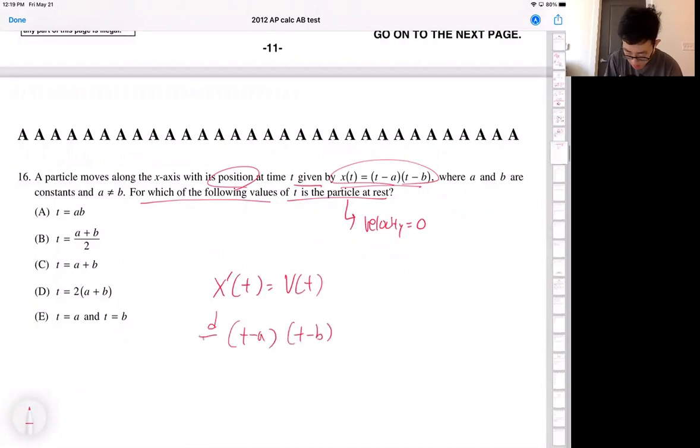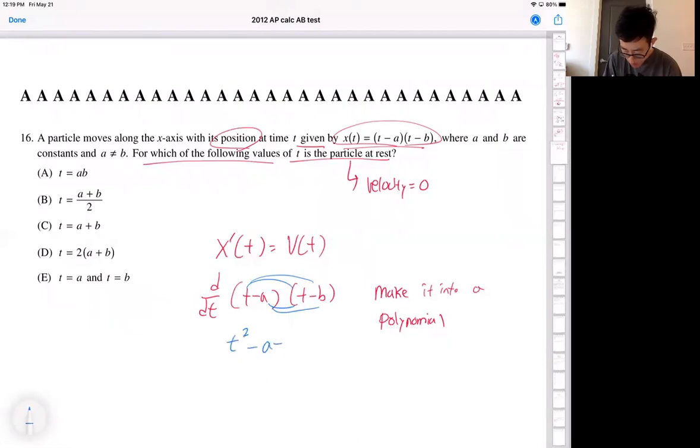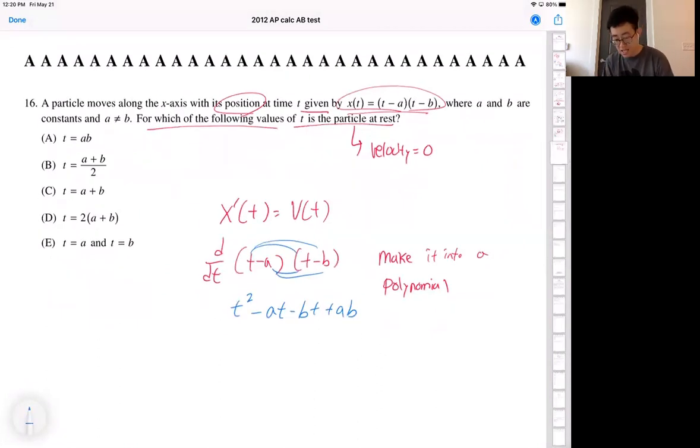And you want to differentiate this in terms of t here. The very first thing I want to do for this type of function is make it into a polynomial. So what does that mean? It means to FOIL this out and get every term without any parentheses. That is first, t squared, minus outer, minus inner, and then multiply the last. You get t squared minus at minus bt plus ab. That should be your final function.